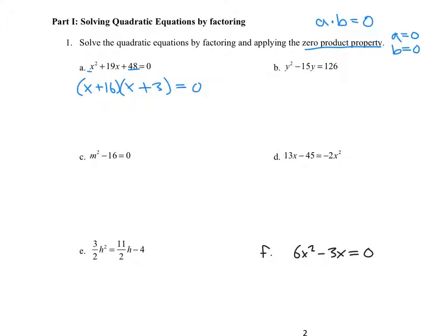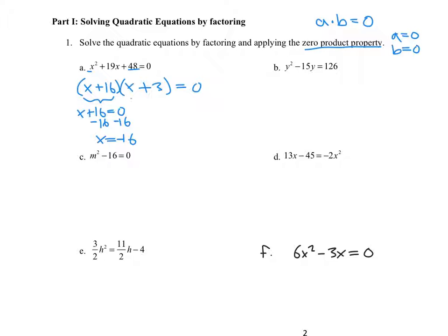And now, to find the solutions, I need to figure out what numbers make each factor equal 0. So looking at this first factor, x plus 16, I want to figure out what number I could plug in for x that makes that factor equal 0, and that would be negative 16. Or I could make a little equation, x plus 16 equals 0, and subtract 16 from both sides, and we get x equals negative 16. But sometimes we can just do them in our head.